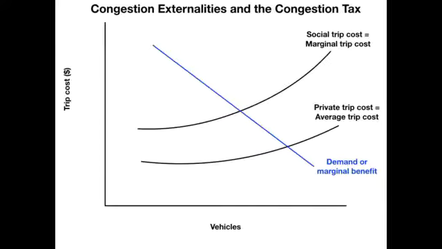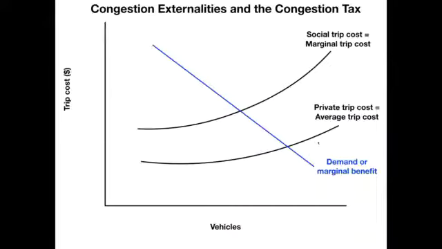So here we have a graph that represents the trip cost for individuals who are commuting via a car and the number of vehicles on a particular roadway or road system. Now realize again we have a downward sloping demand curve which represents marginal benefit, meaning that as more and more individuals use a road, the benefit derived by individuals decreases as the road system gets more and more congested.